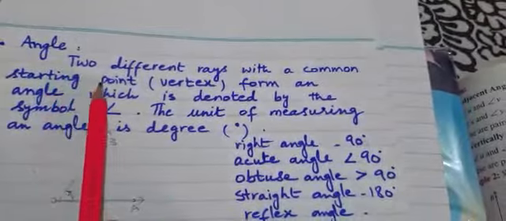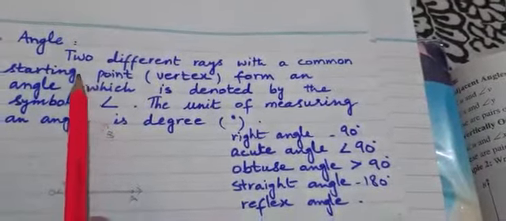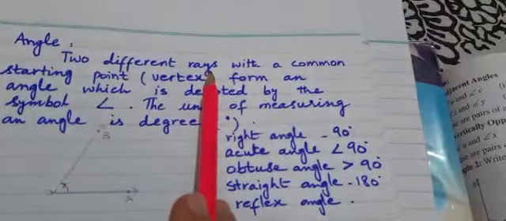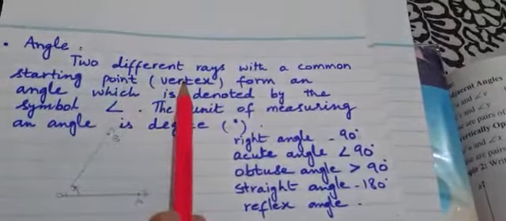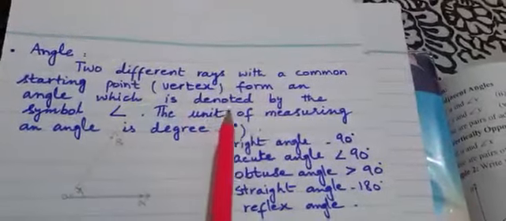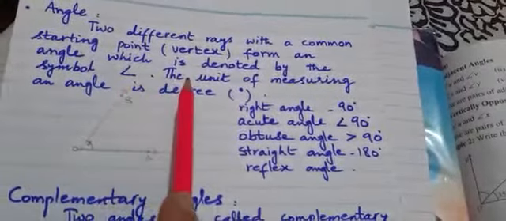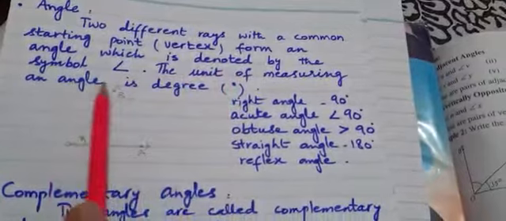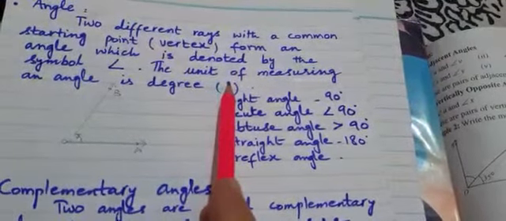What is an angle? Let's define and find out what an angle is. Two different rays with a common starting point, which is also called the vertex, form an angle, which is denoted by the symbol ∠. This is the symbol for angle, and the unit of measuring an angle is the degree.